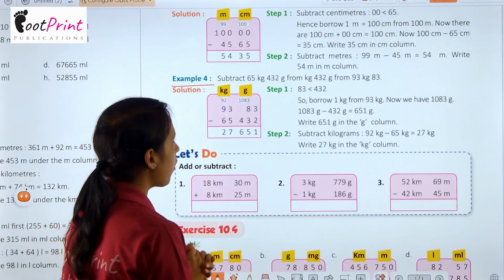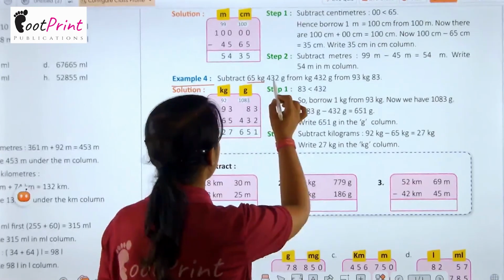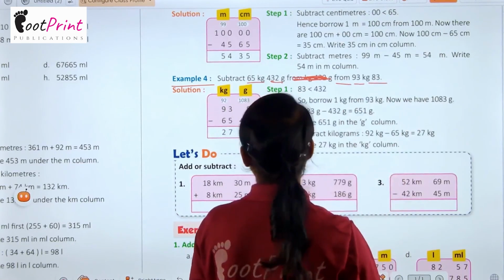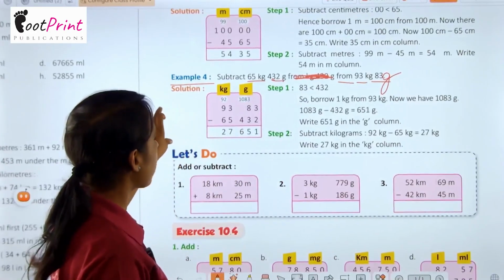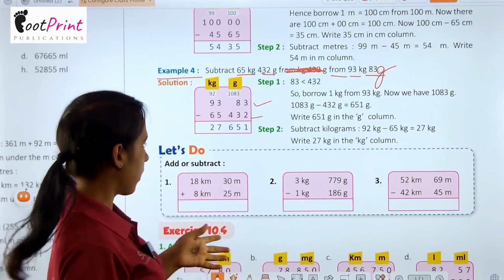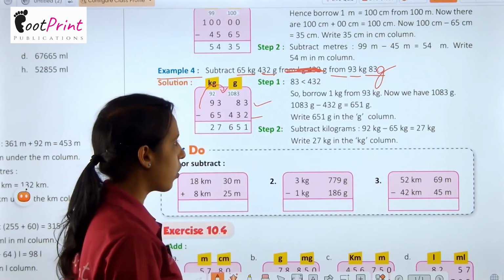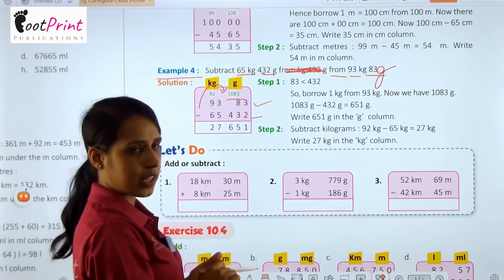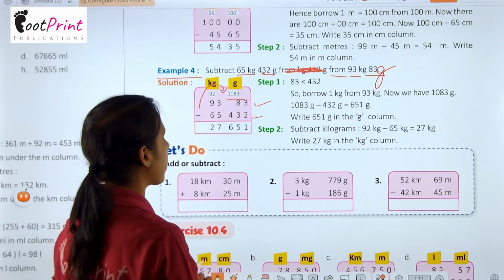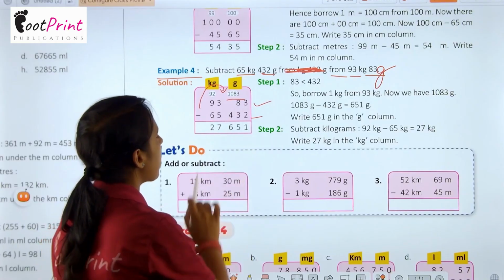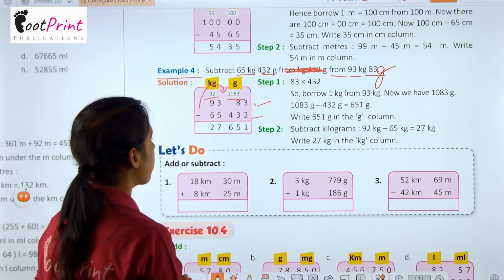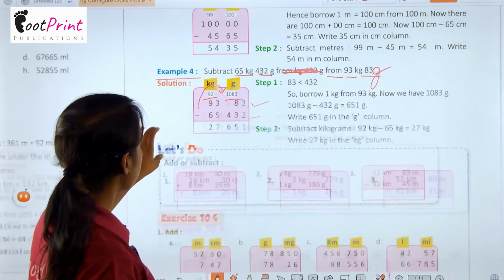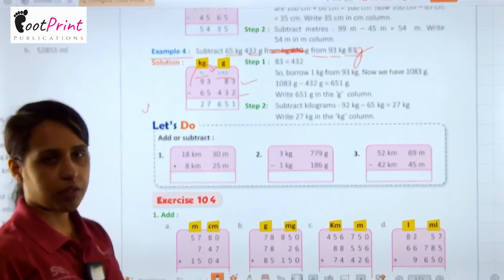So here we have example number 4: subtract 65 kilogram 430 gram from 93 kilogram and 83 gram. Okay, so here we know that 83 is less than 430, so we will borrow 1 kilogram, and 1 kilogram equals 1000 gram. So it will become 1000 and 83 is 1083 gram. After subtracting it, we get 3 minus 0 is 3, 8 minus 3 is 5, and 10 minus 4 is 6. Now it will become 92. So 12 minus 5 is 7, and 8 minus 6 is 2. Okay, so the answer will become 27 kilogram and 651 gram.